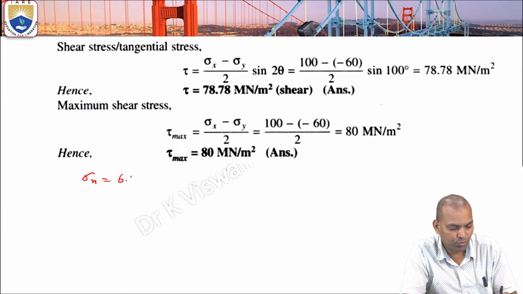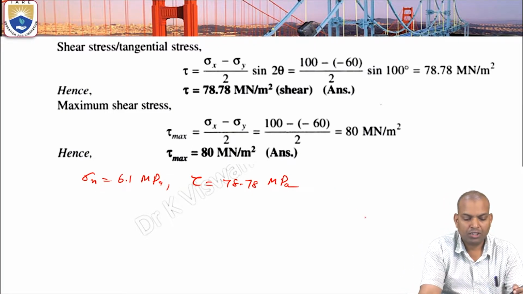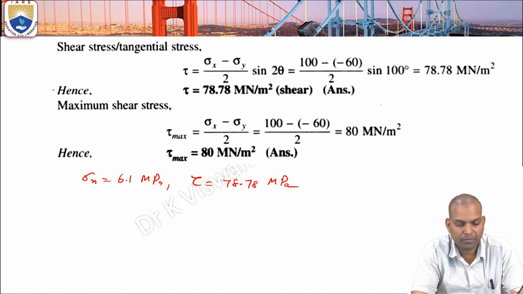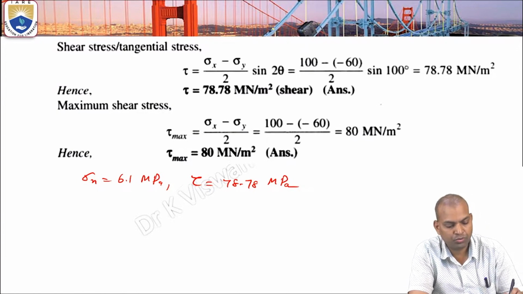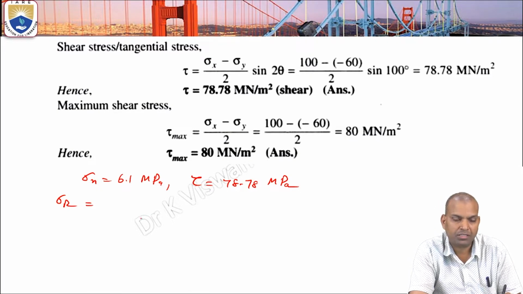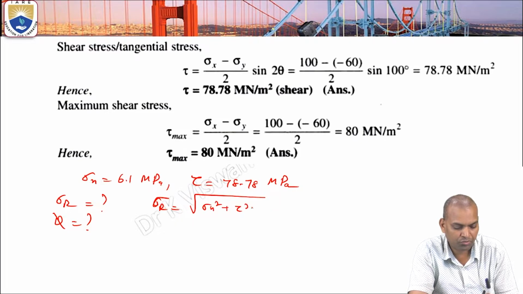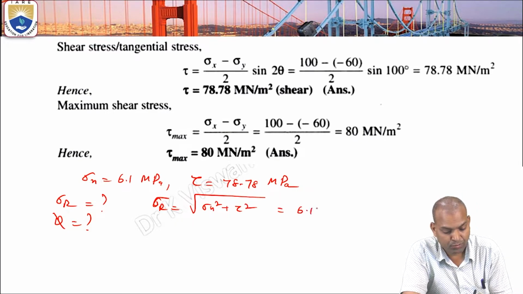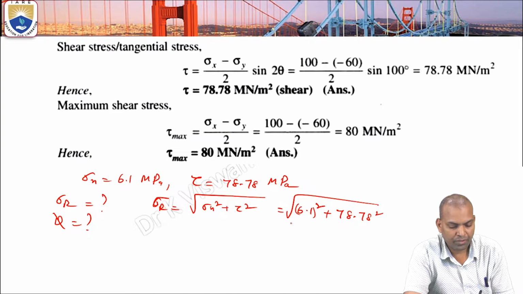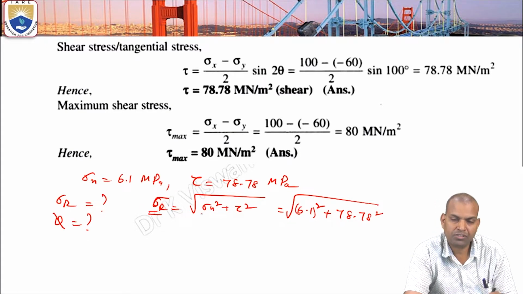Sigma n equal to 6.1 megapascals and tau equal to 78.78 megapascals. These are the three objectives asked in this problem. But suppose they asked what is the resultant stress and what is the angle of obliquity phi. The resultant stress, sigma r, equals the square root of sigma n squared plus tau squared, that is 6.1 squared plus 78.78 squared. After calculation, this value is the resultant stress.